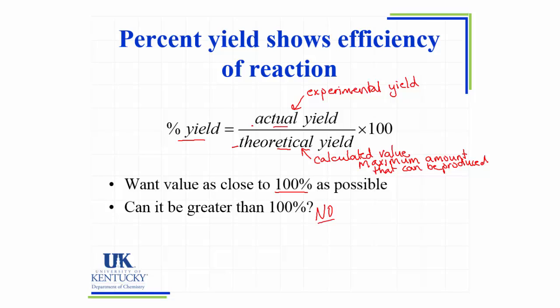So if you get a value greater than 100%, there are two things you should check. One, make sure you've done your calculations correctly. And two, if you've done the actual experiment, look back through and see if there's something else in that sample that you're actually weighing along with it, such as a wet sample. So you're actually weighing the mass of water and your product rather than just the product alone.